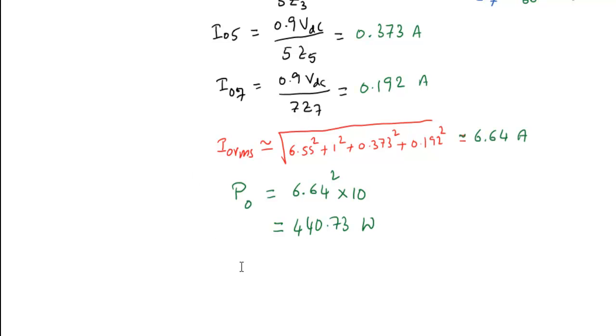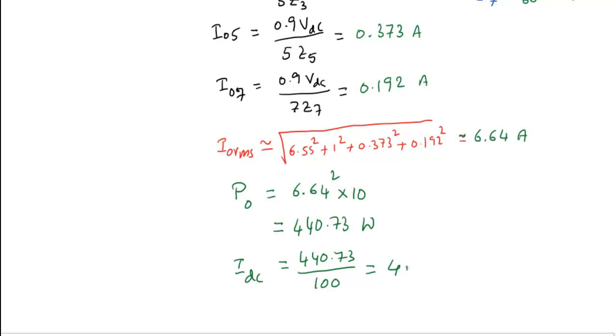From this you can calculate the average value of the source current. IDC is nothing but power consumed by the load, 440.73 watts, divided by the source voltage, that's nothing but 100 volts. That means the current is 4.4073 ampere. Okay, so this is what you can calculate. Now from this you can also calculate a few other things. That's what we are going to discuss now.